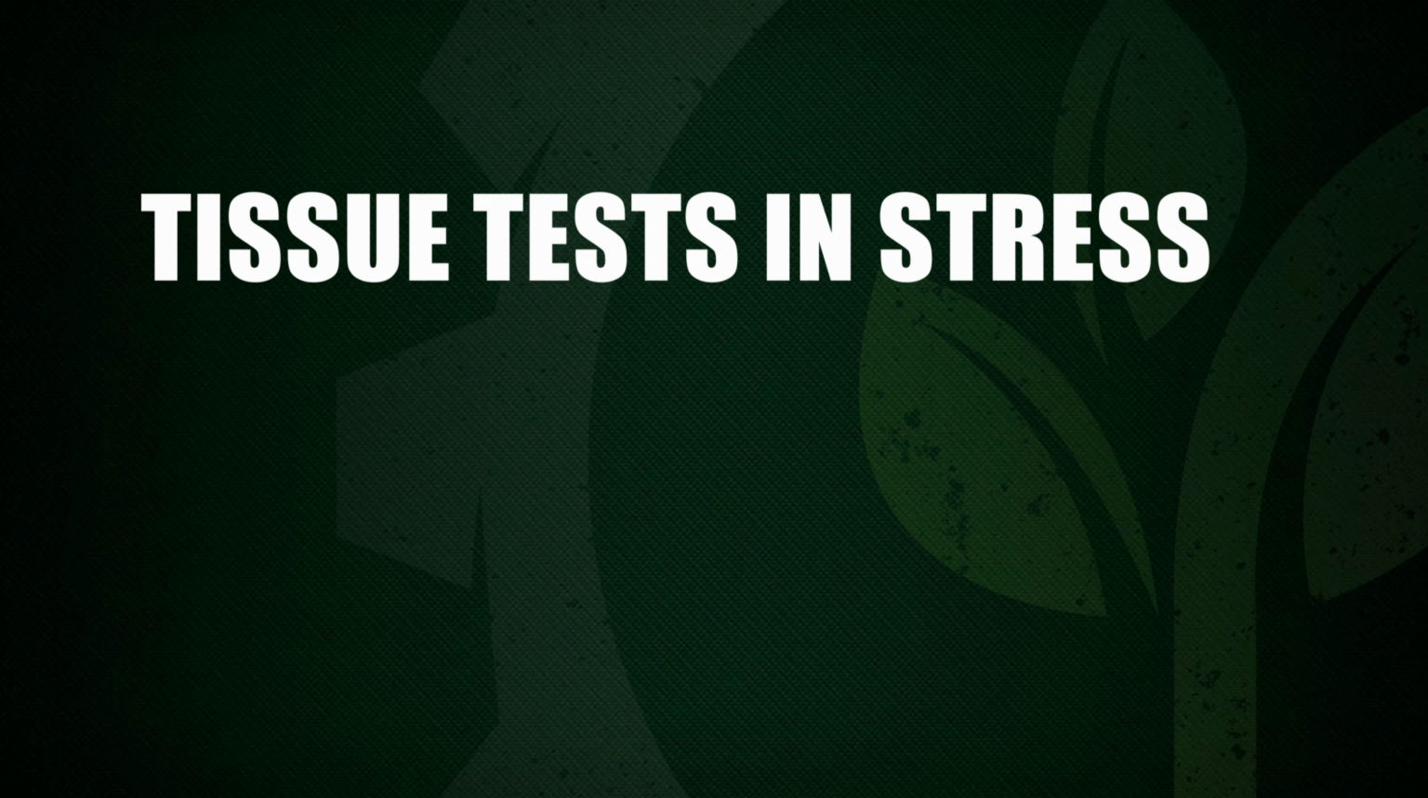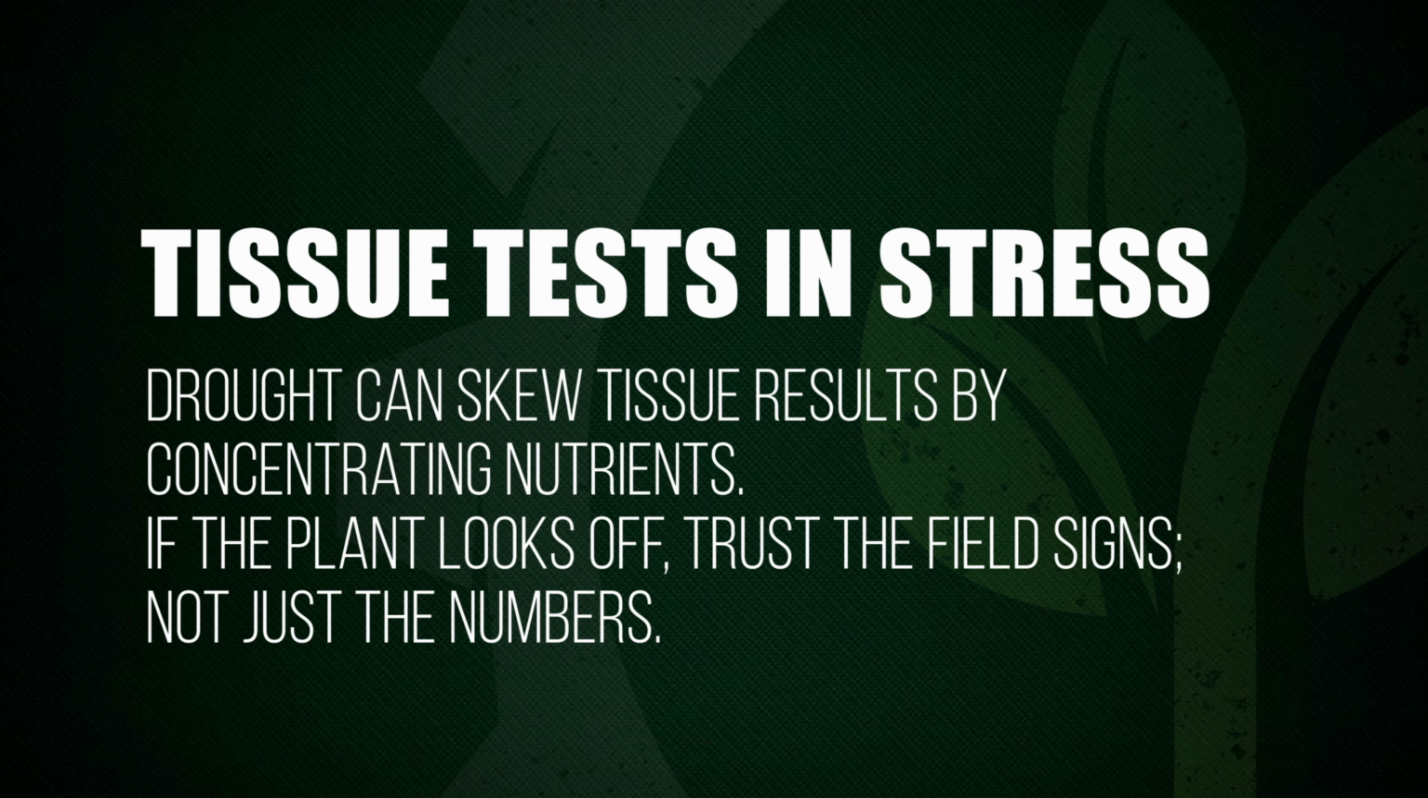If a plant doesn't pass what I call the eye test, or if it doesn't look healthy, and you send a tissue sample in, take that tissue sample with a grain of salt. Or also, if that plant is drought stressed, take that tissue sample with a grain of salt, because the reason why is if there's less water, there's more concentration of the nutrients in that tissue.